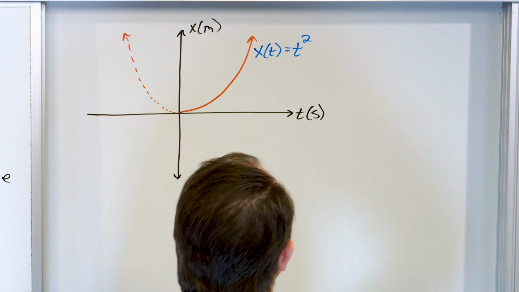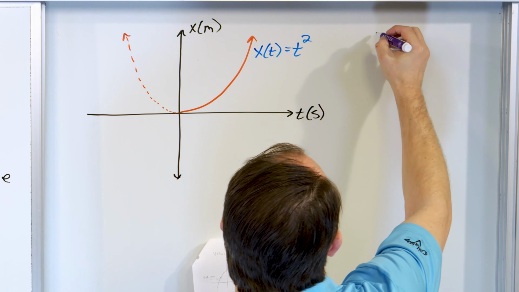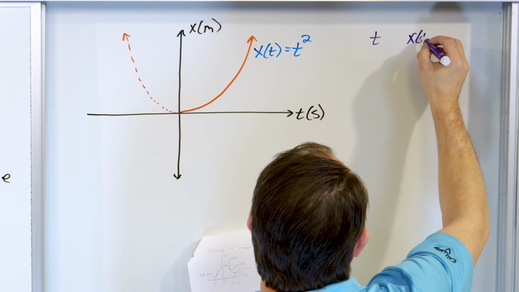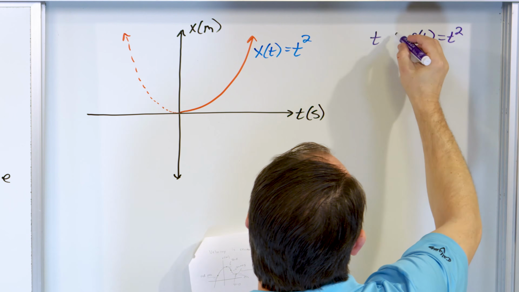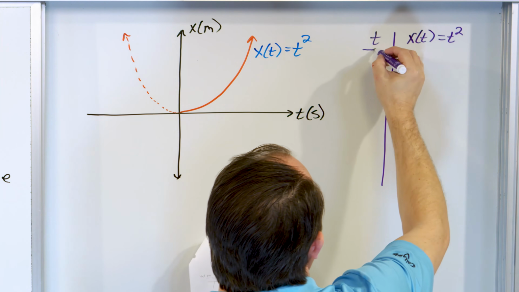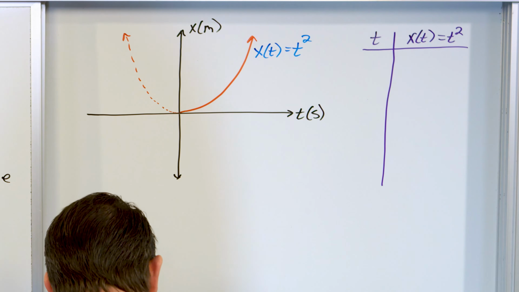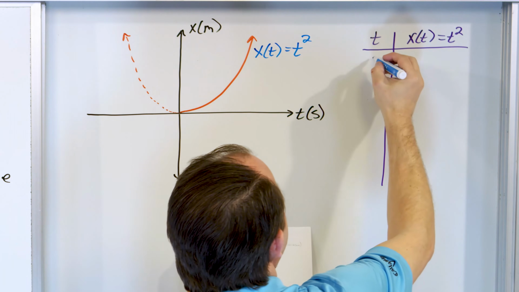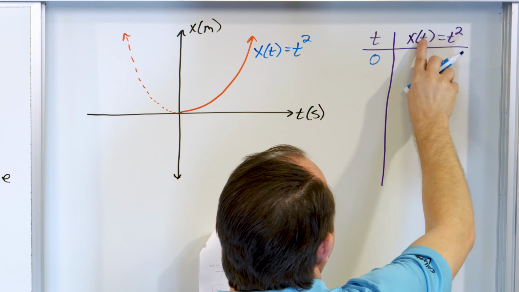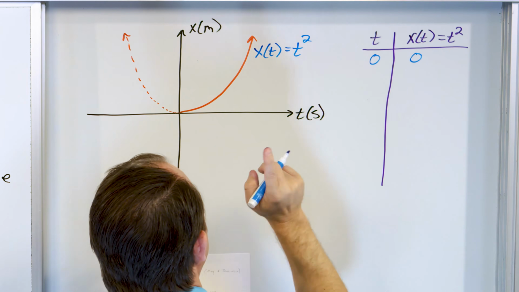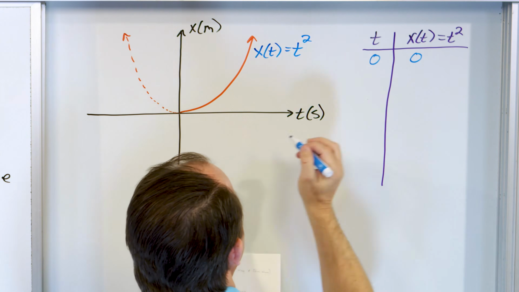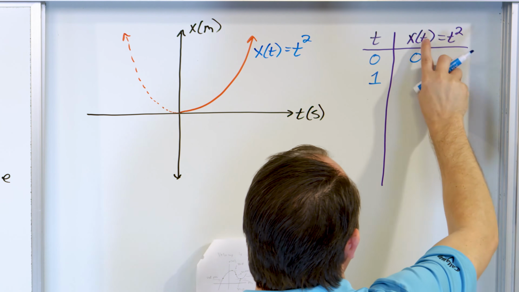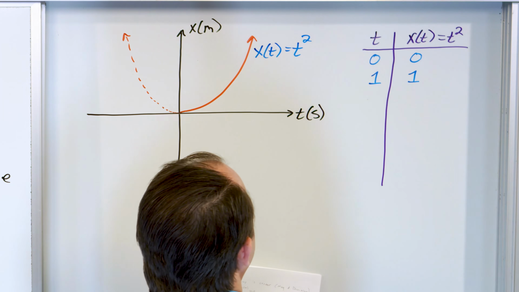What would something like this look like? We can make a little chart. This is t, and then we can find x of t, which is equal to t squared. So I'm not just drawing a picture, I'm saying here's some measured data. Remember, this is one-dimensional motion. At 0 seconds, 0 squared is 0, so it's 0 meters away from the origin. Then at 1 second, 1 squared is 1, so x is equal to 1 meter away.